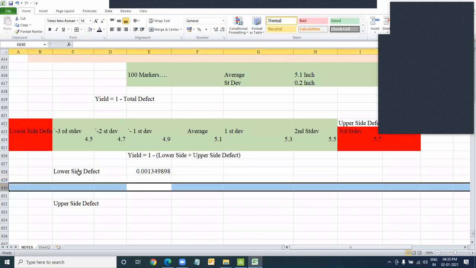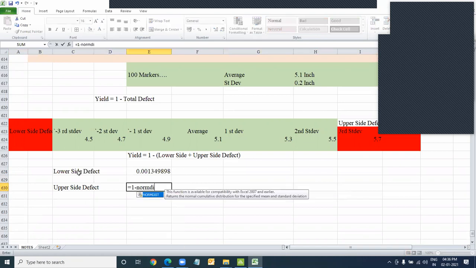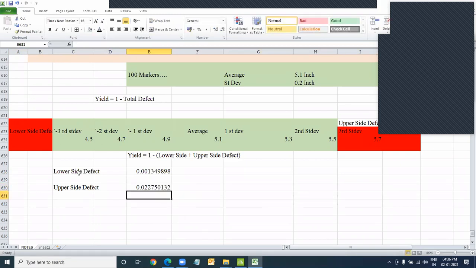And when it comes to the upper side defect, the formula is similar but with a small twist. 1 minus, rest is same, 1 minus NORM.DIST, open up the bracket. Now, more than what value? Upper side defect. More than what? 5.5. Absolutely. Comma mean, which is 5.1, comma standard deviation, which is 0.2, and comma 1 as default value of cumulative. Simple. That's your upper side defect.